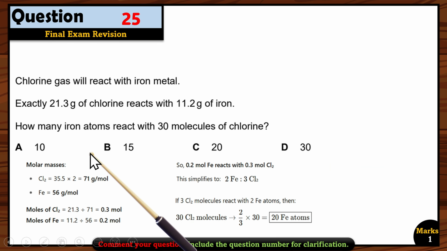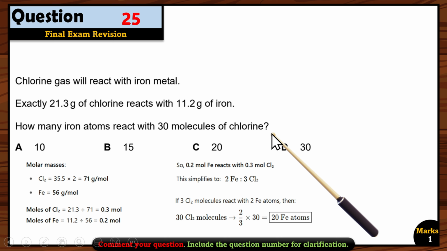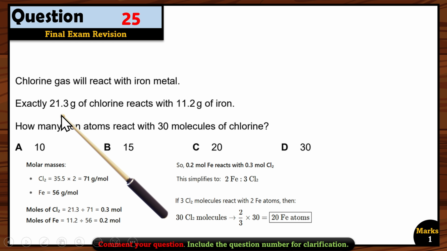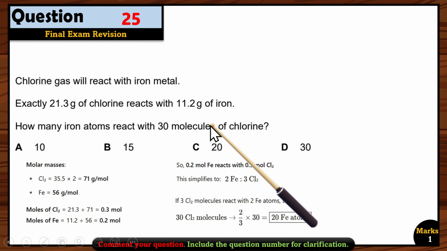Question number 25. Chlorine gas will react with iron metal. Exactly 21.3 gram of chlorine reacts with 11.2 gram of iron. How many iron atoms react with 30 molecules of chlorine? It's simple. They have given you the mass here, but now they are asking about the number of molecules. Remember that we also did molecules previously. Whenever they ask you how many atoms or how many molecules, it is related to Avogadro's constant.